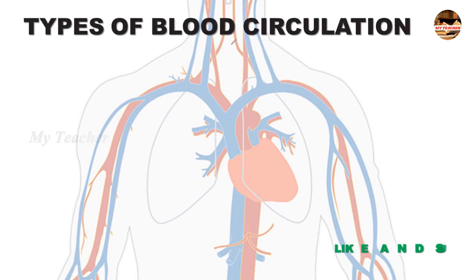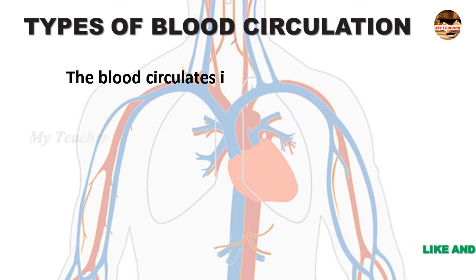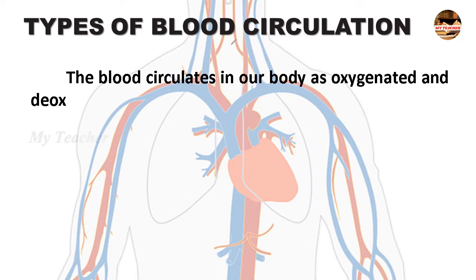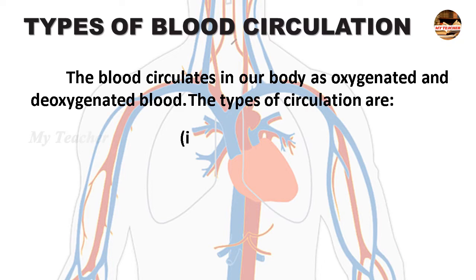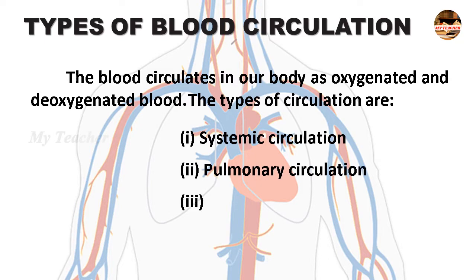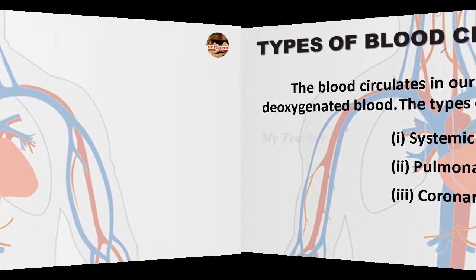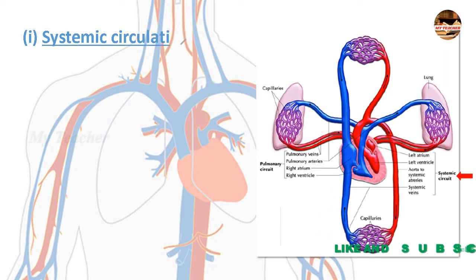Types of blood circulation. The blood circulates in our body as oxygenated and deoxygenated blood. There will be no mixing of pure and impure blood in our body. The types of circulation are systemic circulation, pulmonary circulation and coronary circulation. First one, systemic circulation.